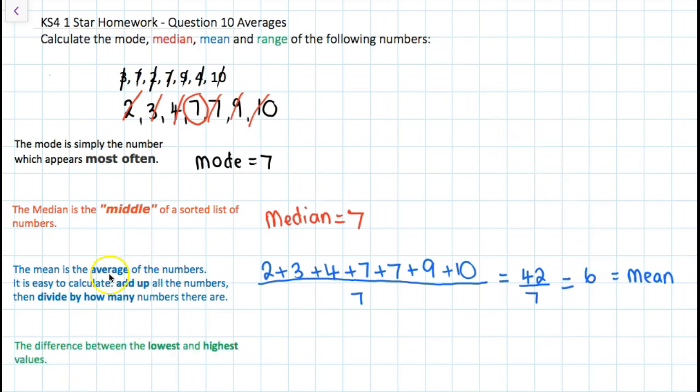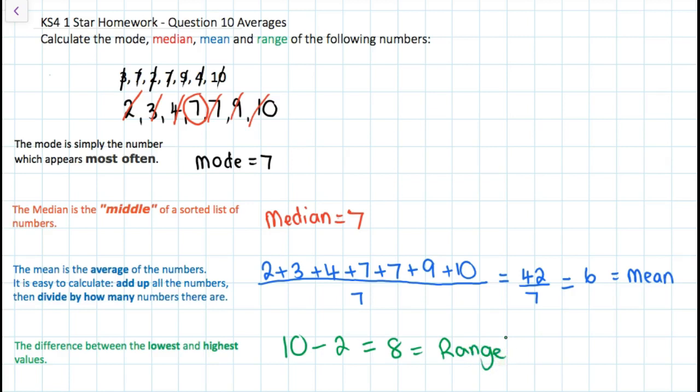The range can be found by looking at the difference between the lowest and highest values. So we can see in our list here that the highest value is 10, the lowest value is 2. Now difference means you're going to be taking those numbers away from each other. So we've got 10, take away 2 gives us 8, which is equal to our range.